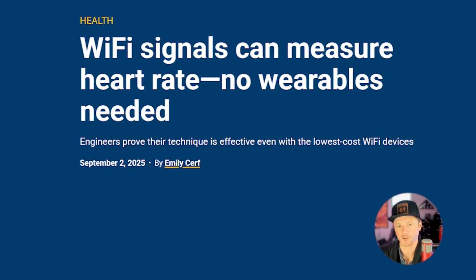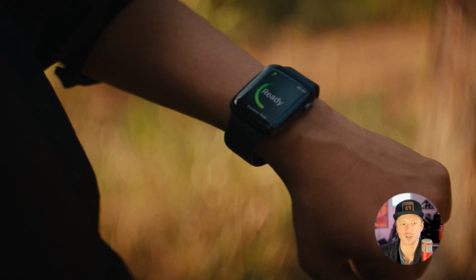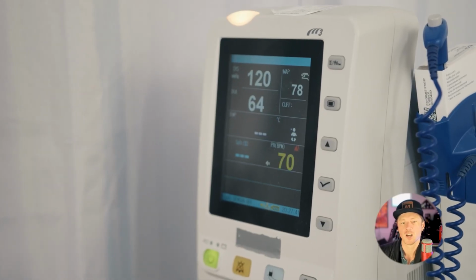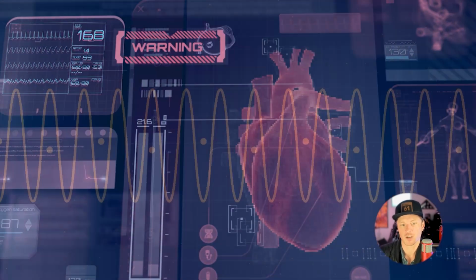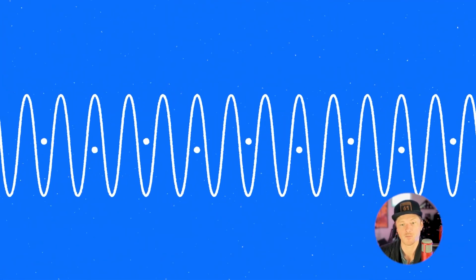This is from news.ucsc. Traditionally, measuring heart rate requires some sort of wearable device, whether it be a smartwatch or hospital-grade machinery. But new research from engineers at the University of California, Santa Cruz, shows how the signal from a household Wi-Fi device can be used for this crucial health monitoring.